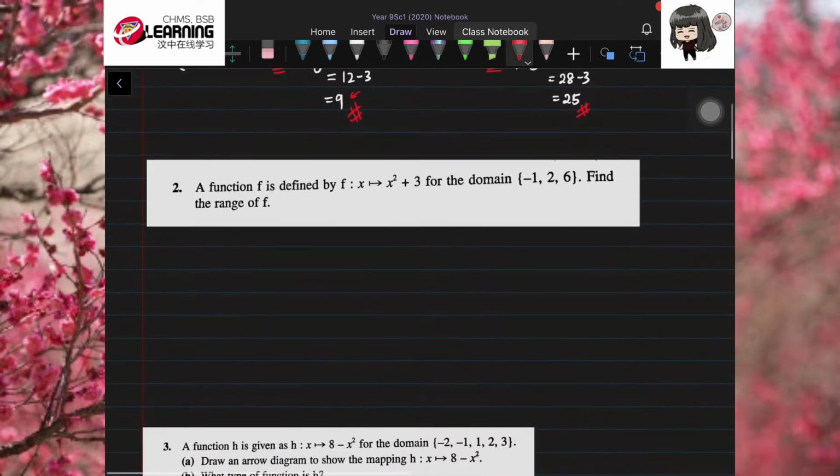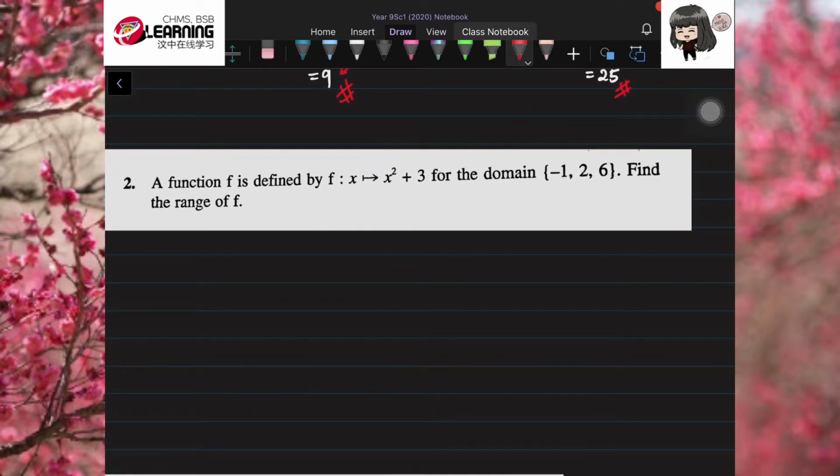It's a very direct question. Okay, question 2. A function f is defined by... when we see this in this form, don't be afraid. You can always change this to f(x) equals x squared plus 3. For the domain, this domain is a set of objects. I write down the definition of domain again: it's a set of objects. Objects is what again? It's your input. So we have 3 inputs here, or 3 objects here.